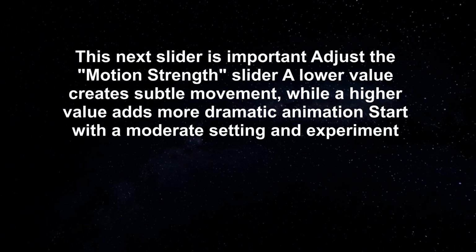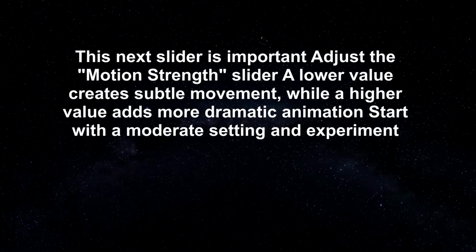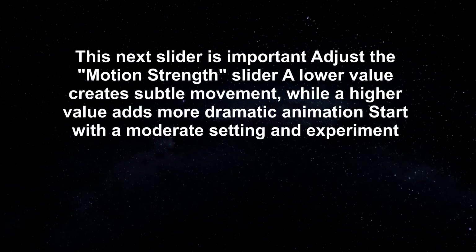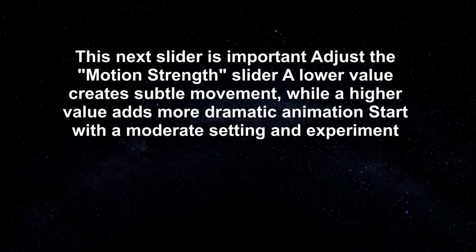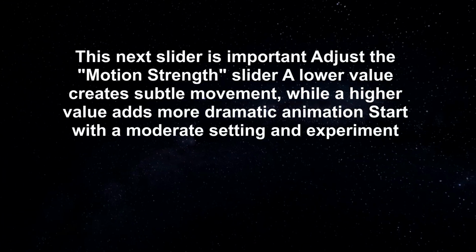This next slider is important. Adjust the motion strength slider. A lower value creates subtle movement, while a higher value adds more dramatic animation. Start with a moderate setting and experiment.